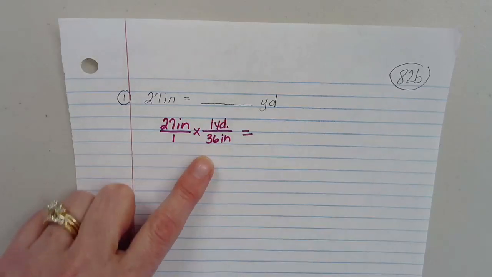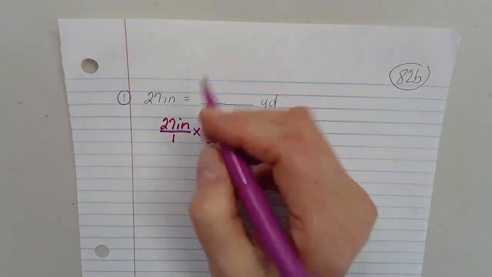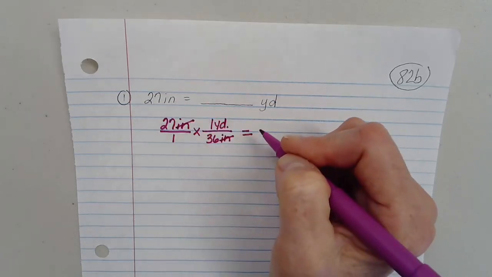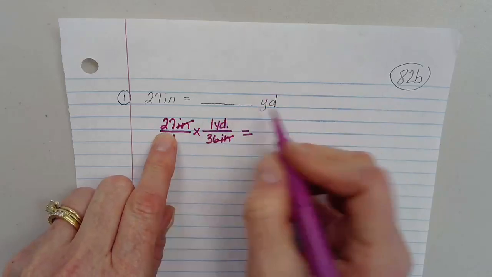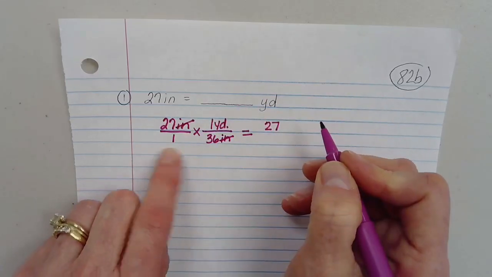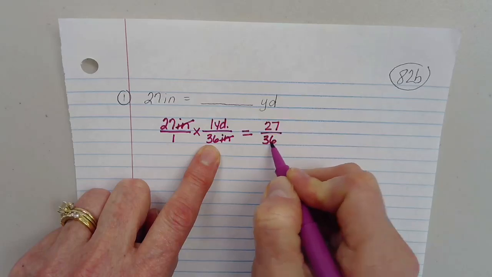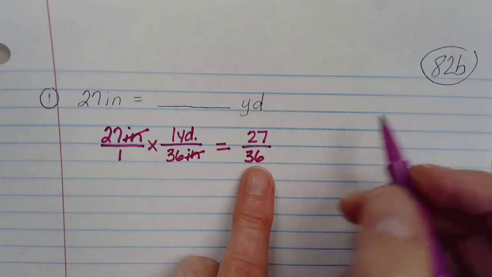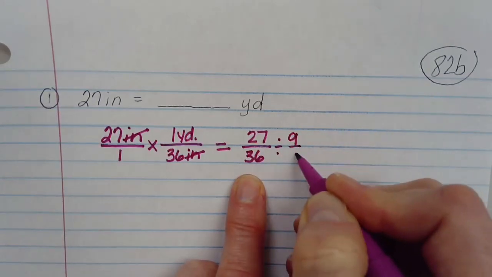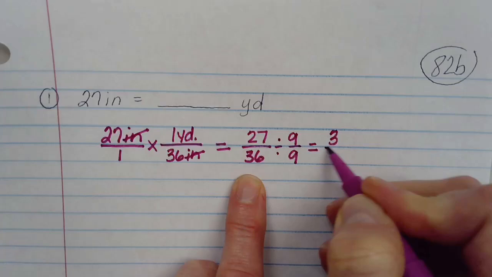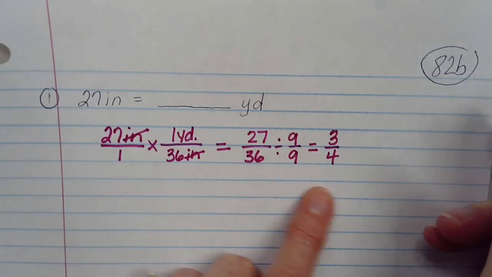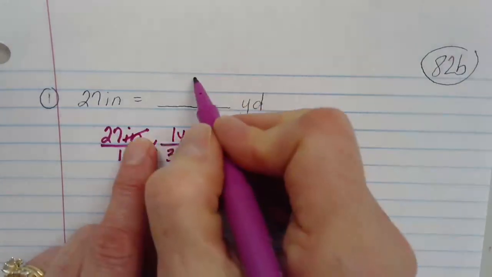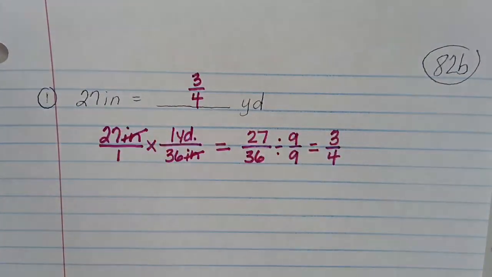Now, the first thing I'm going to do is simplify my units. So inches and inches cancel out with each other because I have one on the top, one on the bottom. I'm then going to multiply. 27 times 1 is 27. 1 times 36 is 36. And now I have a fraction of 27 over 36. That fraction can be simplified by dividing by 9 over 9, and that's going to be 3/4. So I have 27 inches. This is the number of yards because I still have yards left. It's going to be 3/4 of a yard.